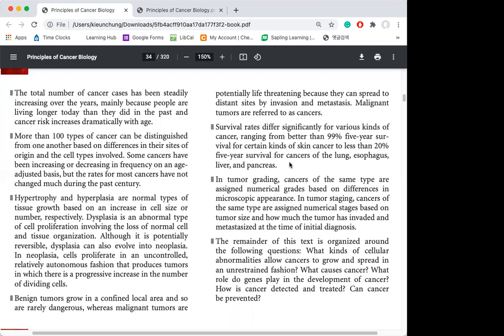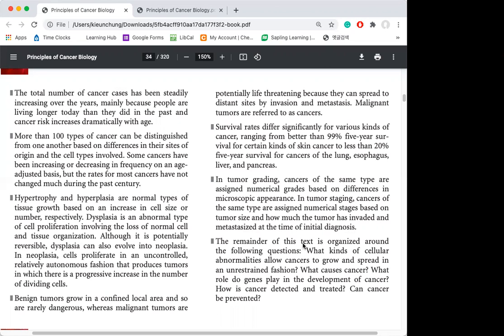In tumor grading, cancers of the same type are assigned numerical grades based on differences in microscopic appearance. In tumor staging, cancers of the same type are assigned numerical stages based on tumor size and how much the tumor has invaded and metastasized at the time of initial diagnosis.